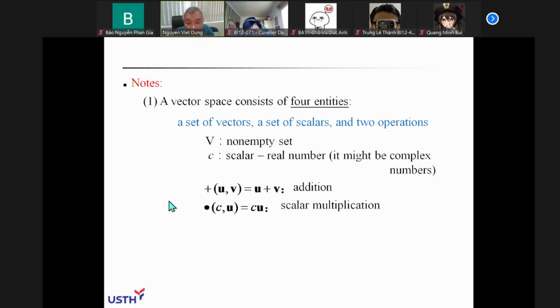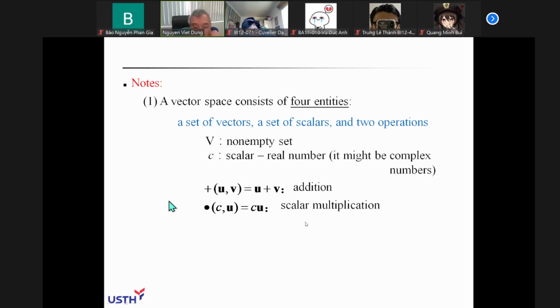And then we need to have two operations. The first operation has the name addition. Usually it is denoted by the plus sign here. The operation on two elements U and V will be denoted by U plus V. We call it the sum of U and V.